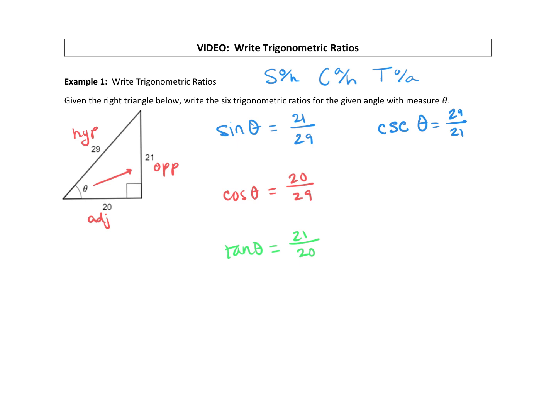All right, and then the reciprocal function to cosine is secant. That's abbreviated with SEC. So secant of theta, we're going to find the reciprocal of that, so 29 over 20. And then our last one is cotangent. We abbreviate that with COT. So cotangent of theta is the reciprocal of 21 over 20, so 20 over 21.